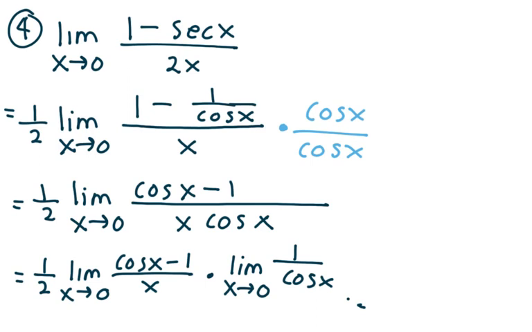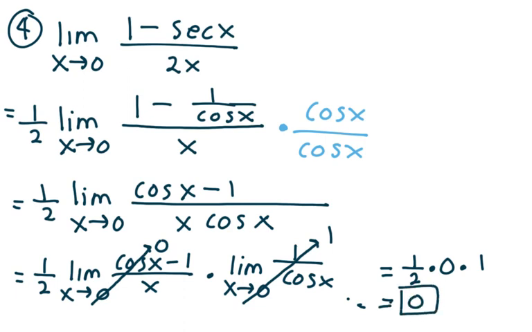Now, this first limit goes to 0. The second limit goes to 1 because cosine of 0 is 1. And so this is equal to 1/2 times 0 times 1. And so the answer is 0. And that's how you do that question. Example 5.